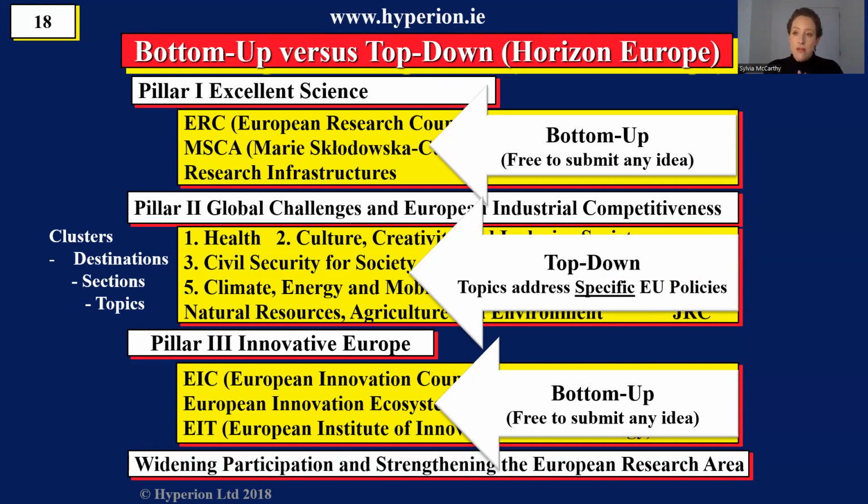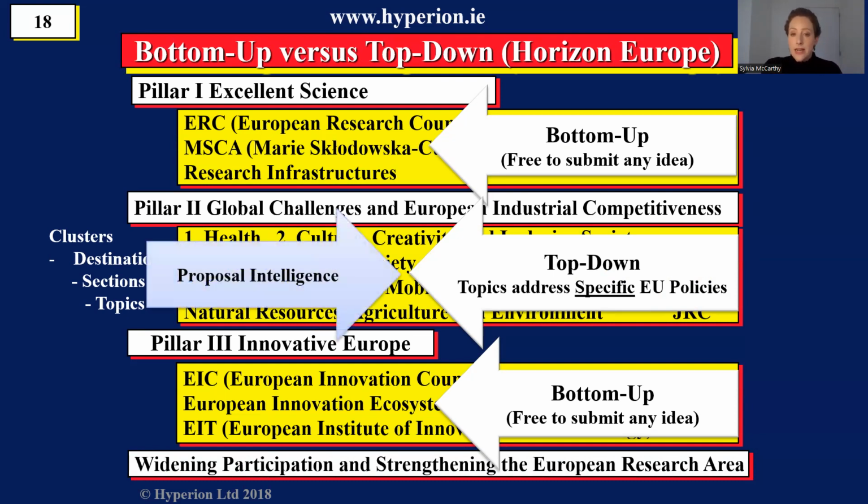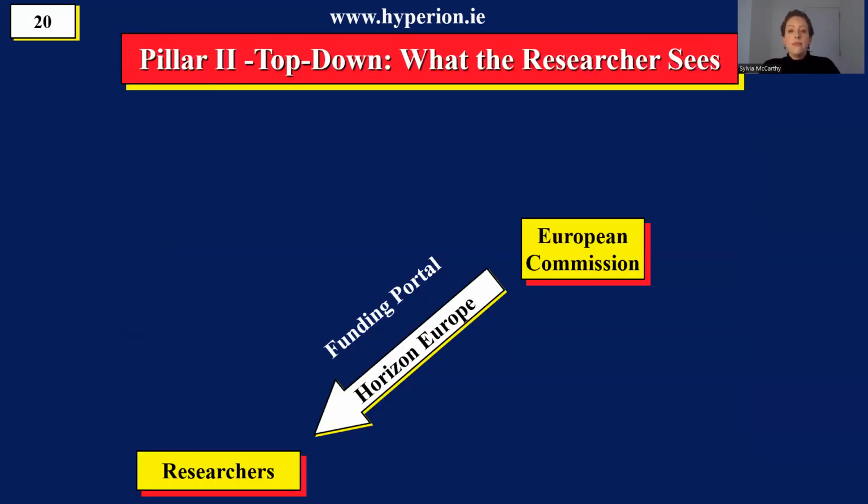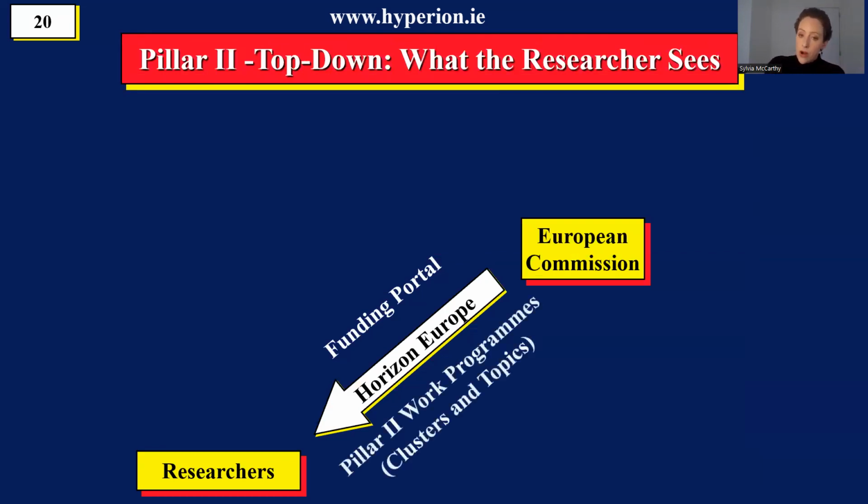There is a background to every single topic in Pillar 2. This is why proposal intelligence is needed in this pillar. It's about more than just research. It's about how research is connected to policymaking. This is what the researcher sees. They see a work program, they see clusters, they see a topic, and they see it coming from the European Commission. But we know that there's more to it than that.